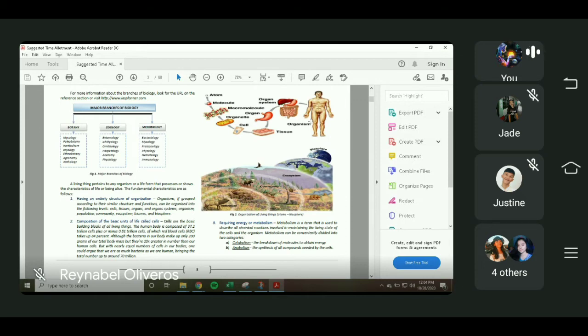So, metabolism is a term that is used to describe all the chemical reactions that is happening in the body of an organism. At mine-maintain nito yung living state ng cell natin. Okay? So, in order for this metabolism to maintain the living state of the cell, kailangan niya ng energy. Okay? At yung energy na yon is nanggagaling mismo sa kinakain natin, sa ini-intake natin. And guys, meron tayong dalawang klase ng metabolism. These are the two types of metabolism, these are the catabolism and anabolism.